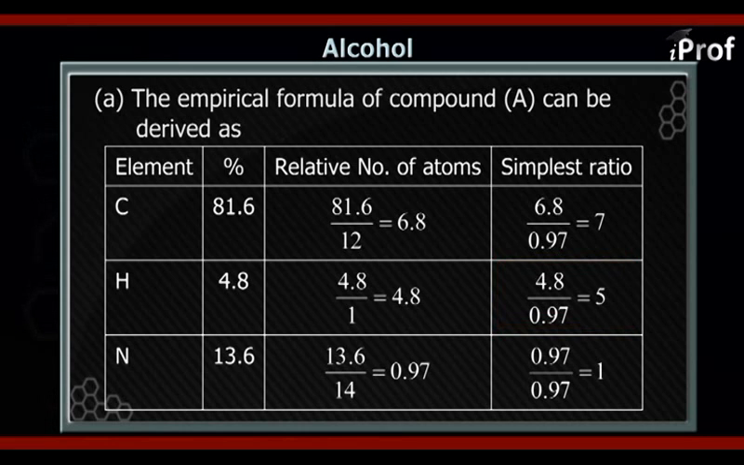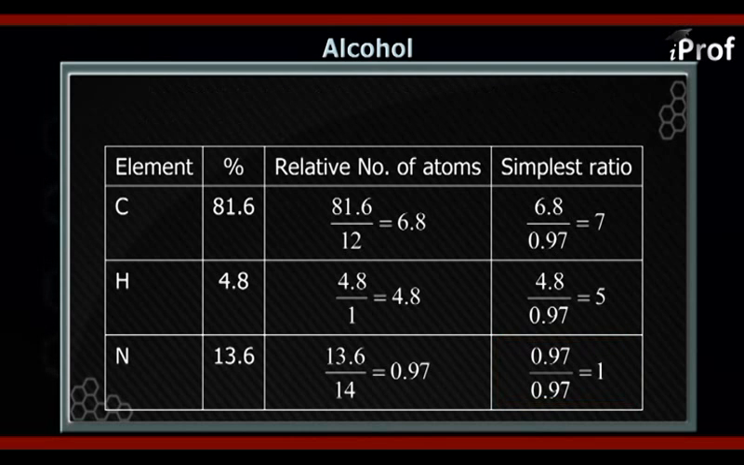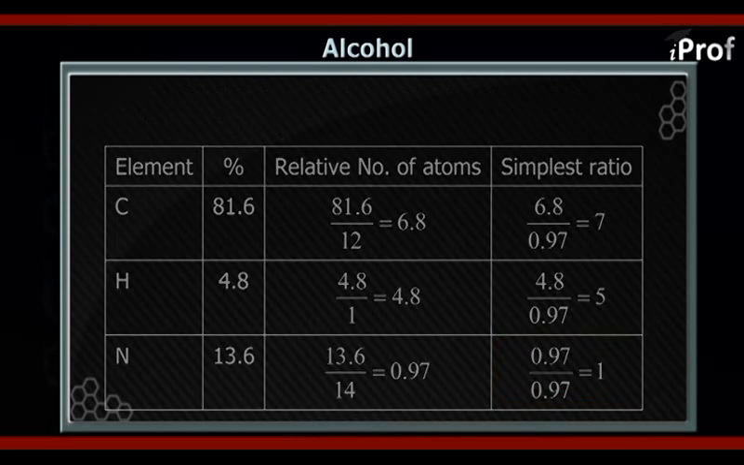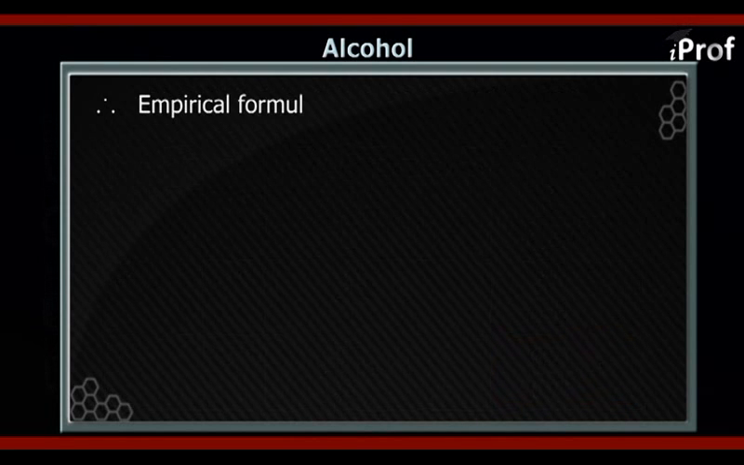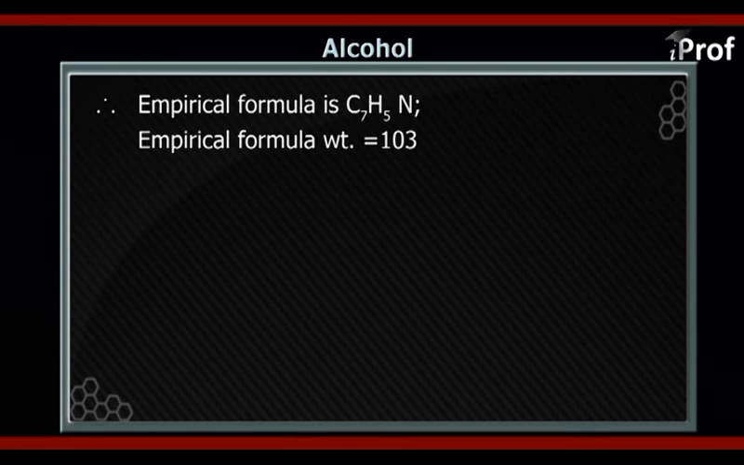Now when you divide the relative number of atoms of nitrogen, that is 0.97, by 0.97, the simplest ratio we get is 1. So what we can clearly say is that carbon is 7, hydrogen is 5, and nitrogen is 1. So therefore the empirical formula will be C7H5N.